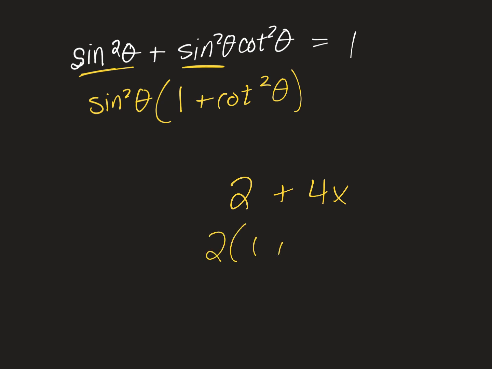Pull out the 2, make that 1 plus 2x. That's basically what I did, except I did it with sine squared instead of a 2. I just don't get where the 1 is coming from. Sine squared divided by sine squared is 1. So even here, I took a 2 out, so 2 divided by 2 is 1.